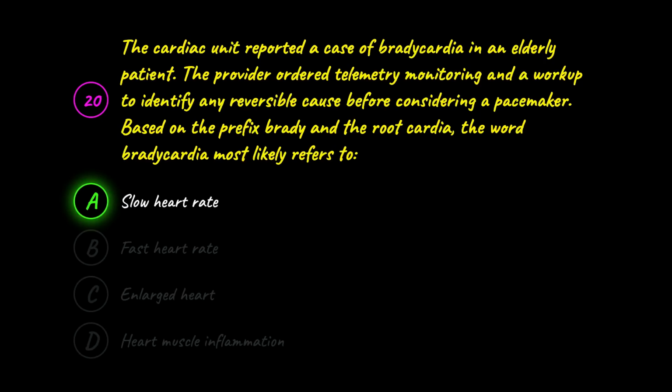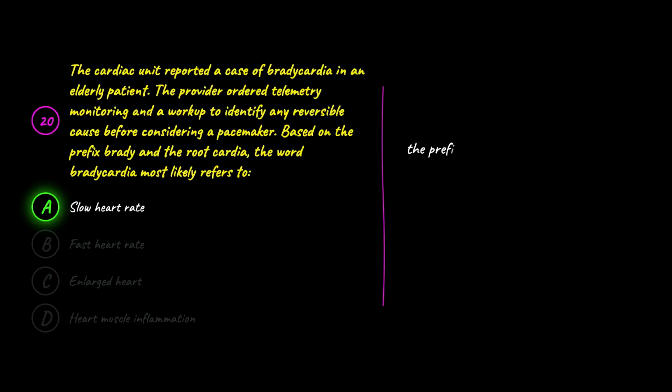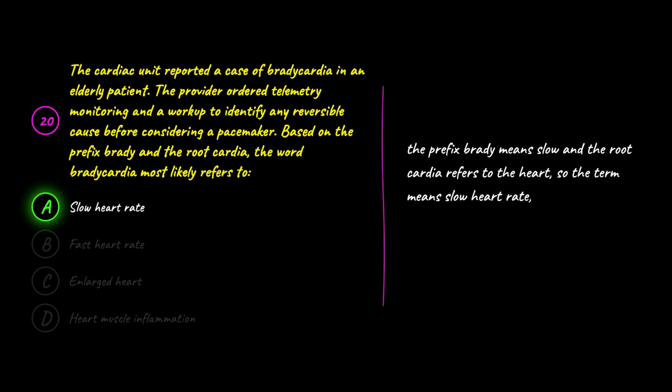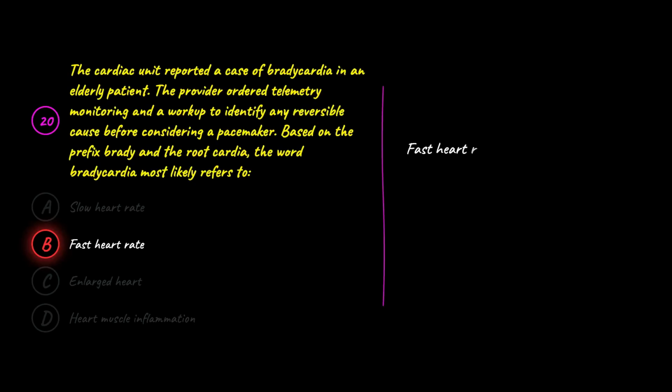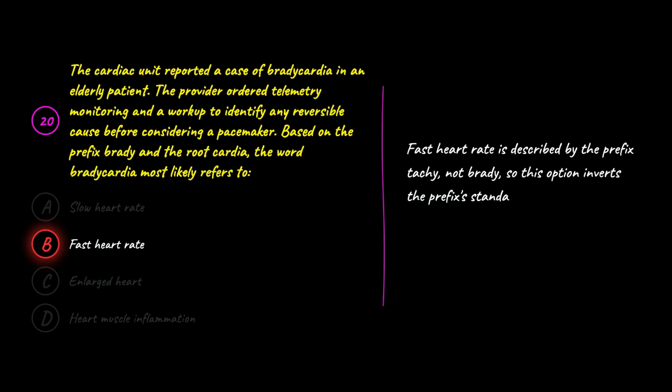The correct answer is A. Slow heart rate. A is correct because the prefix Brady means slow and the root cardia refers to the heart, so the term means slow heart rate, which matches the workup for reversible causes and the possible pacemaker the team is considering. B is wrong because fast heart rate is described by the prefix tachy, not Brady. So this option inverts the prefix's standard meaning and does not match the workup the passage describes for this elderly patient.